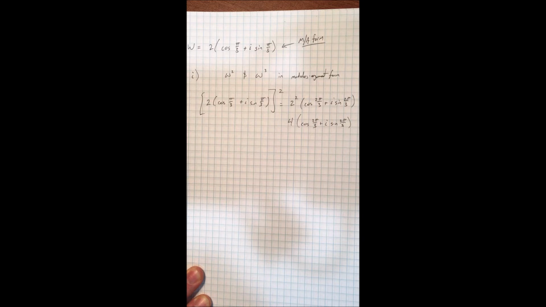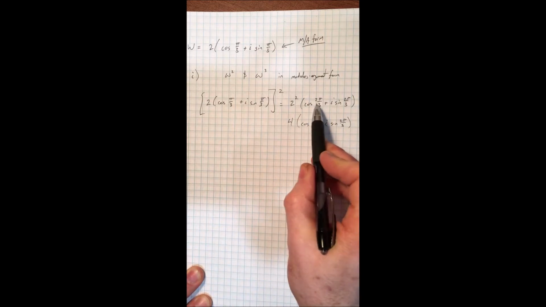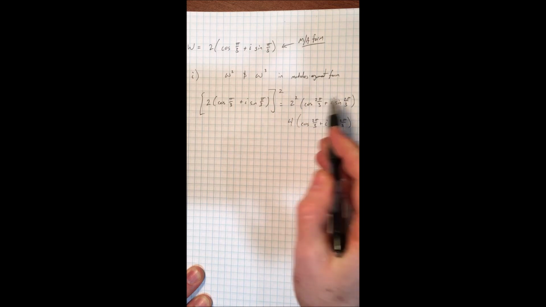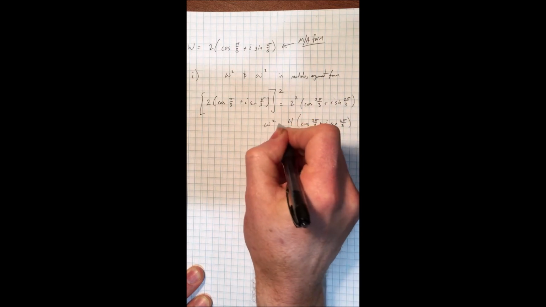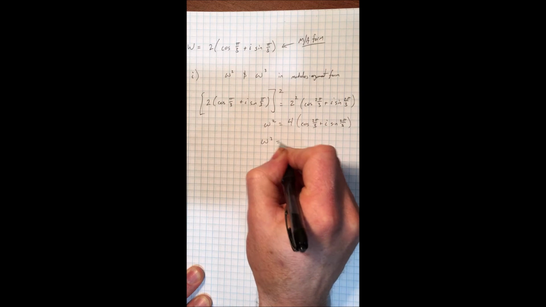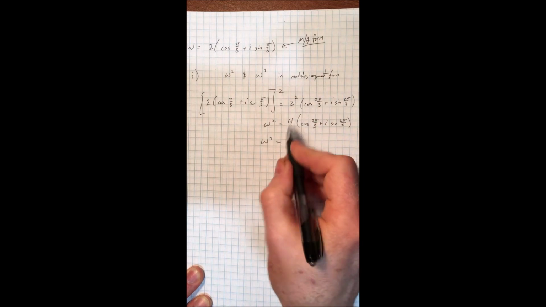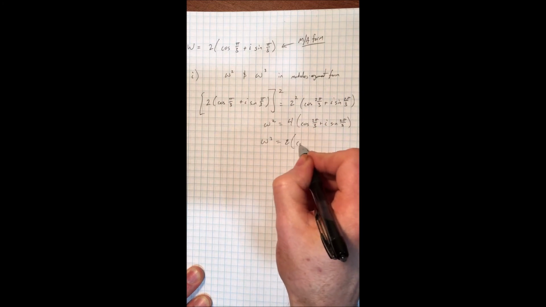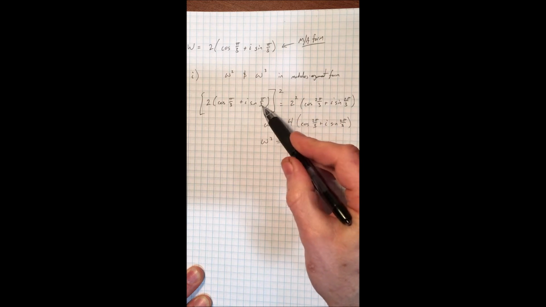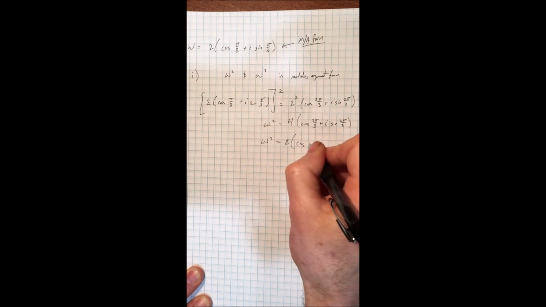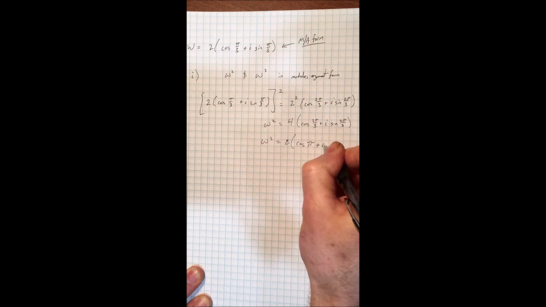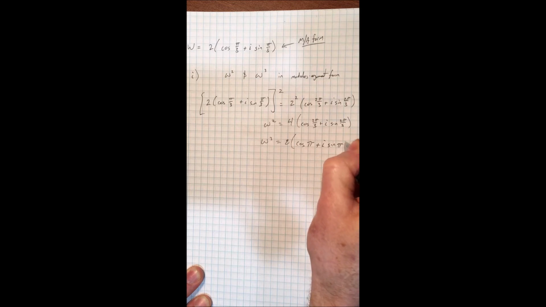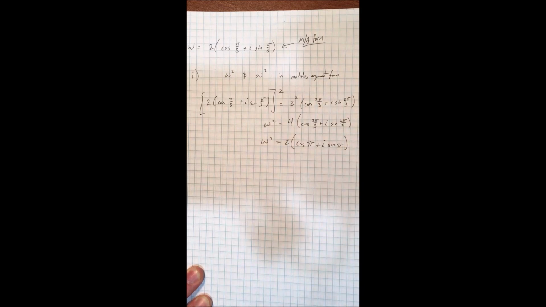w cubed would be the exact same idea. Now, instead of a 2 in these 3 spots, there would be a 3 in those 3 spots. So if that's w squared, w cubed is going to be 2 cubed, which is 8, times the cosine of pi over 3 times 3, which is pi, and then the sine of pi. And that would be our answer there. So that's all you're needing to do in part 1.